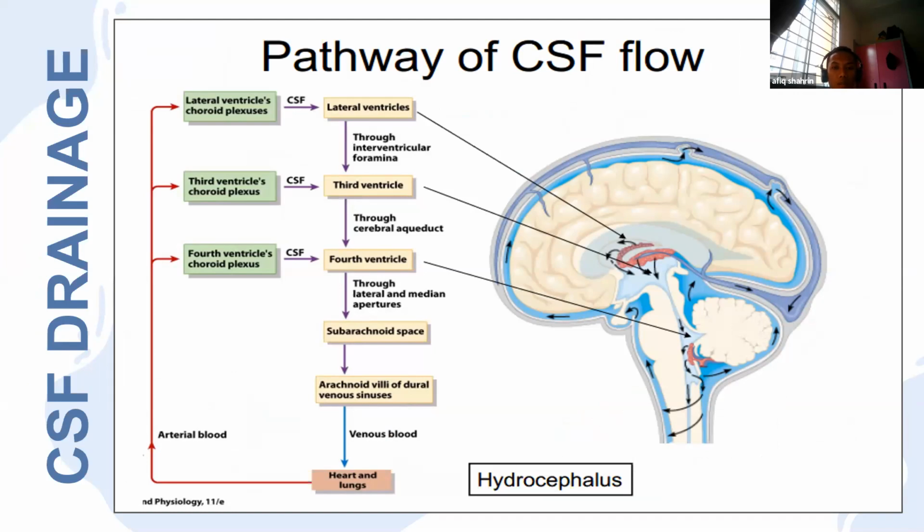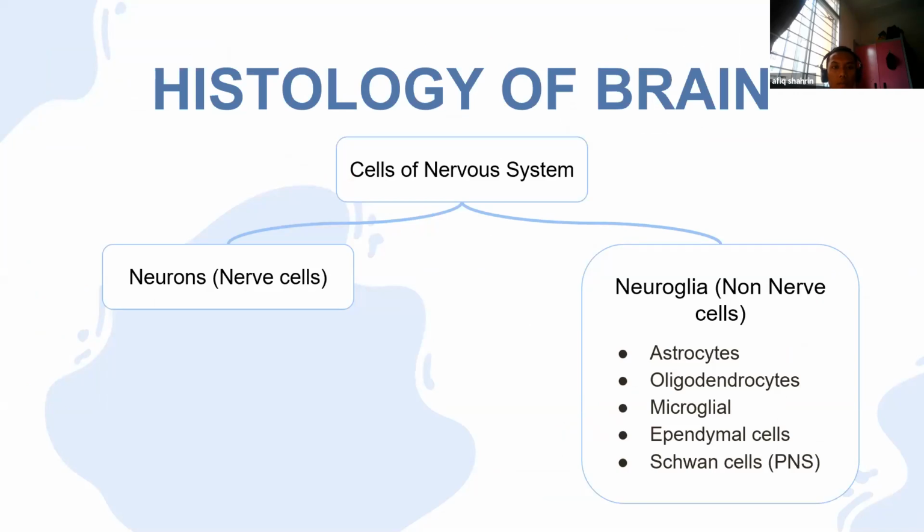Next. Moving on to the histology part. The nervous system has two different types of cells, which are neurons and also neuroglia. Neurons are basically nerve cells, which are receptive cells that stimulate activation of other neurons, muscle, and also glands. And the second part is neuroglia, which are non-nerve cells, comprising astrocytes, oligodendrocytes, microglia, ependymal cells, and also Schwann cells. These neuroglia, or non-nerve cells, have their own functions.